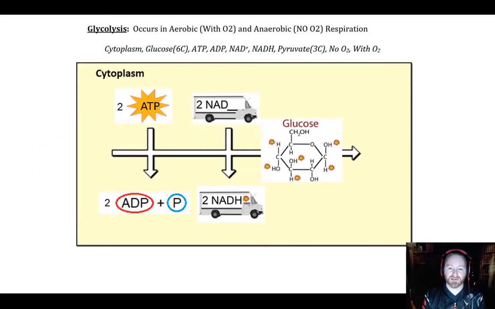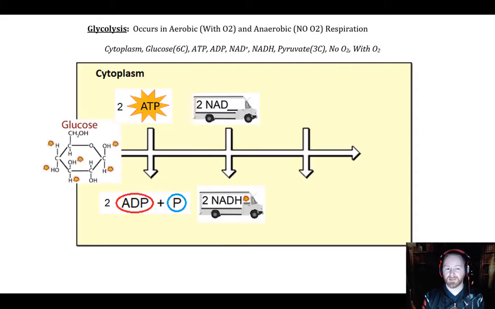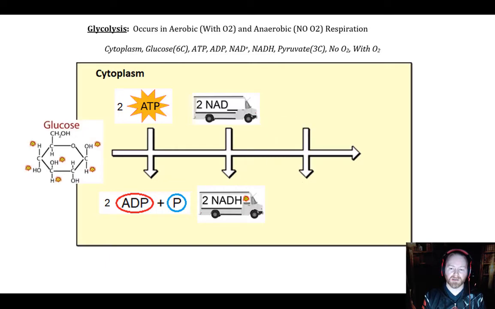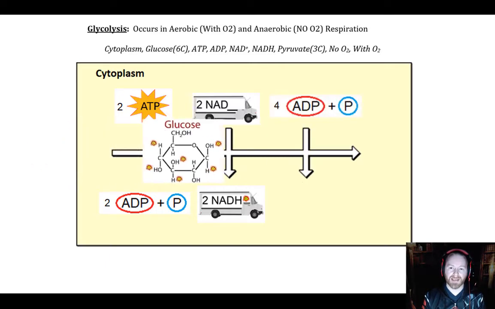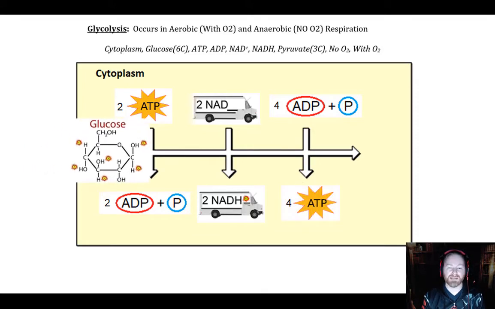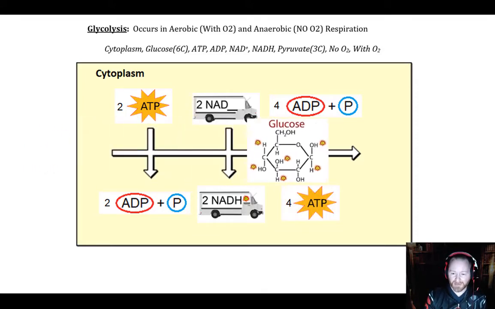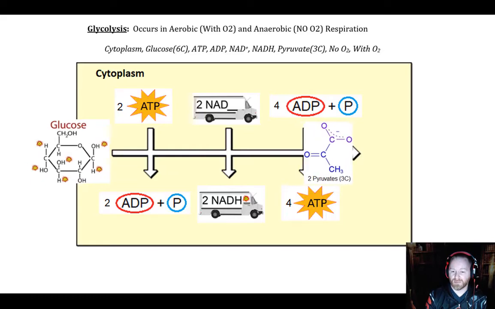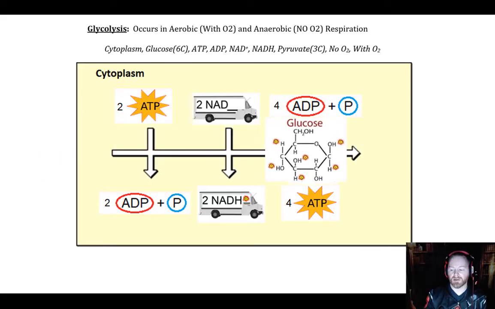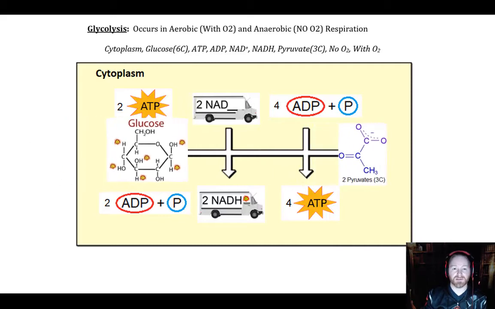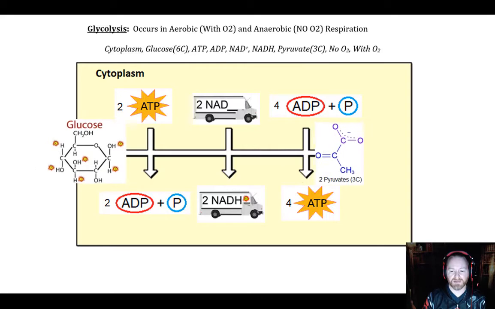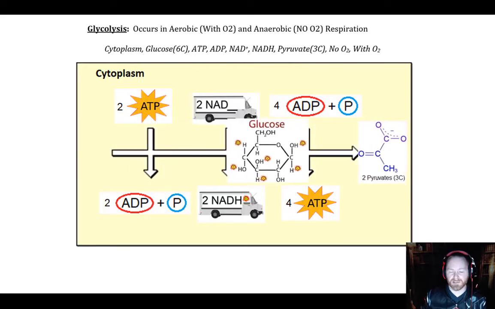The last thing that happens is, at this point we haven't produced any ATP. We've used ATP, but we haven't made any. So at this point, 4 ADPs and phosphates come in and become 4 ATPs. And then at the end of this process, we end up with 2 pyruvates, 2 3-carbon molecules that are now in a form that can be transferred into the mitochondria, which can then be broken down by the citric acid cycle, the Acetyl CoA cycle and the citric acid cycle.